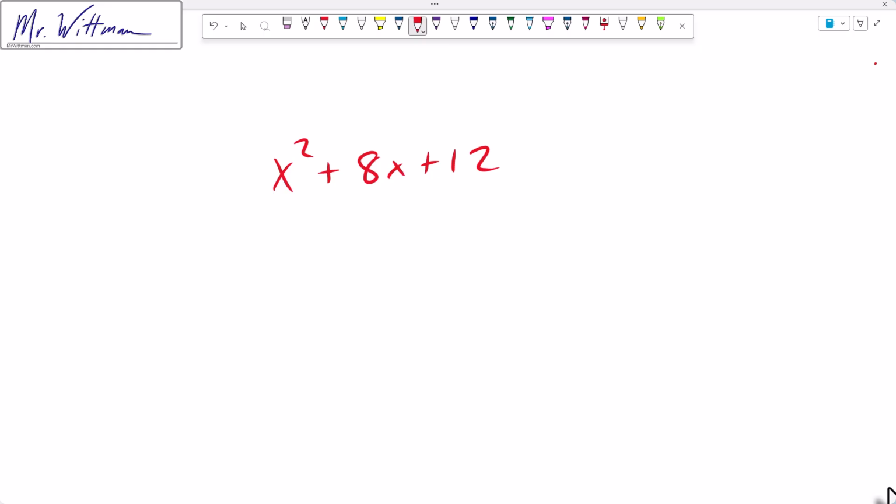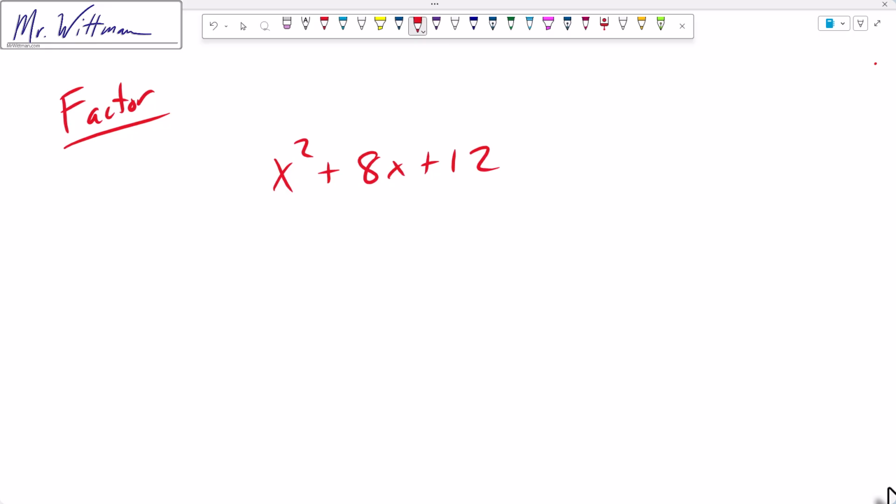Good. What do we call this polynomial? A quadratic trinomial. Okay. The directions are factor. What does it mean to factor? Right, as a product.